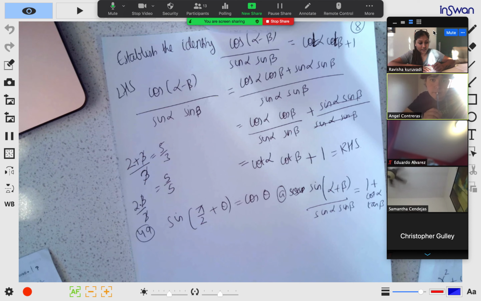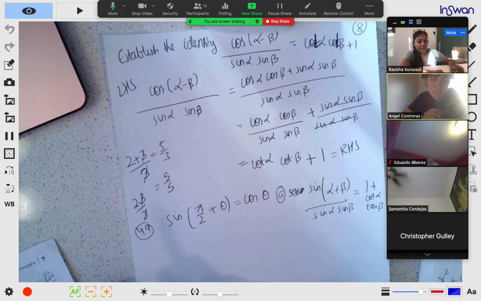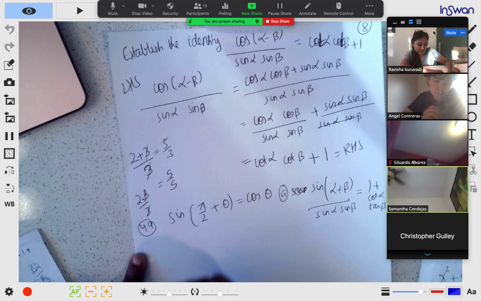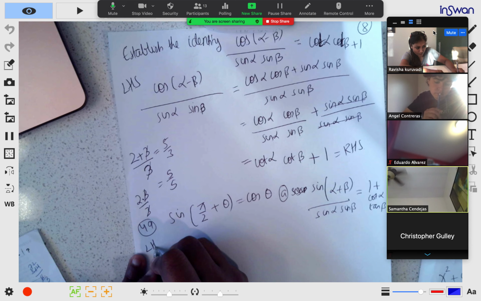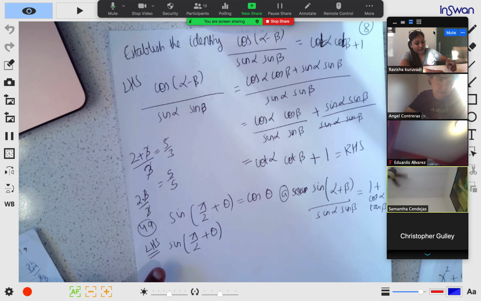Okay, Samantha, let's do the first part. I need to prove sine of 90 plus theta is equal to cosine theta. I already know that, I gave you the formula, but we need to prove this. How do you prove it? So you want to prove the left hand side, right? Yes, that's correct. Let's expand this. What does it become?